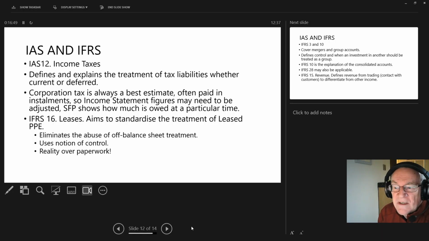So it uses the notion of control. So if you have the right to use an asset for 5 years, you treat it as if you are owning it for 5 years and depreciate it over the 5 years, as well as showing how much money you have to pay the finance company to pay off the lease. Reality over paperwork. And a good example of an IFRS being a modern version to solve the problems of an old IAS.